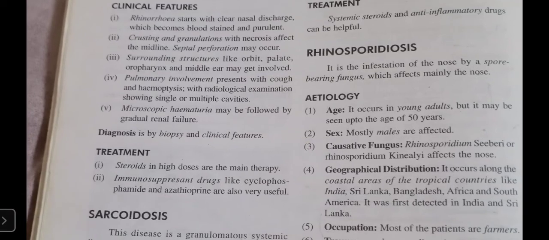Okay, it is the infestation of nose by spore bearing fungus, which affects mainly the nose. Okay, infestation of nose by a spore bearing fungus. It is a fungal infection, that is rhinosporidiosis, and when it infests the nasal cavity, then that condition is called rhinosporidiosis. So definition is infestation of nose by spore bearing fungus which affects the nose.